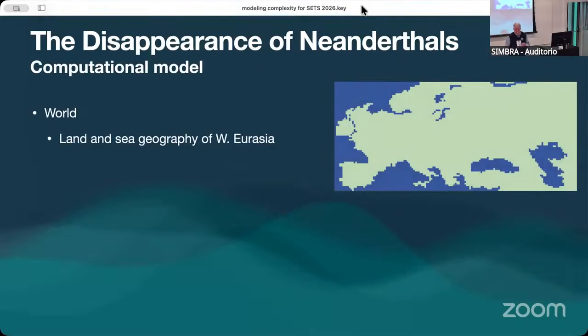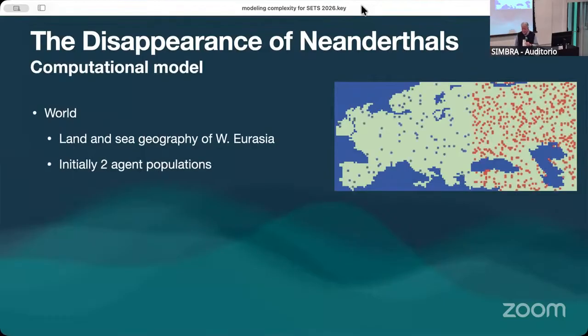We started out and made a world that more or less looks like Western Eurasia. We populated it with two agent populations. Here's the Western Eurasian one we call Neanderthals. And we just squeezed the rest of the population of the world into here. This is the rest of the world out here. We've actually done a model where I put Africa and other things in there, but it doesn't make much difference and takes up a lot more space on the screen.